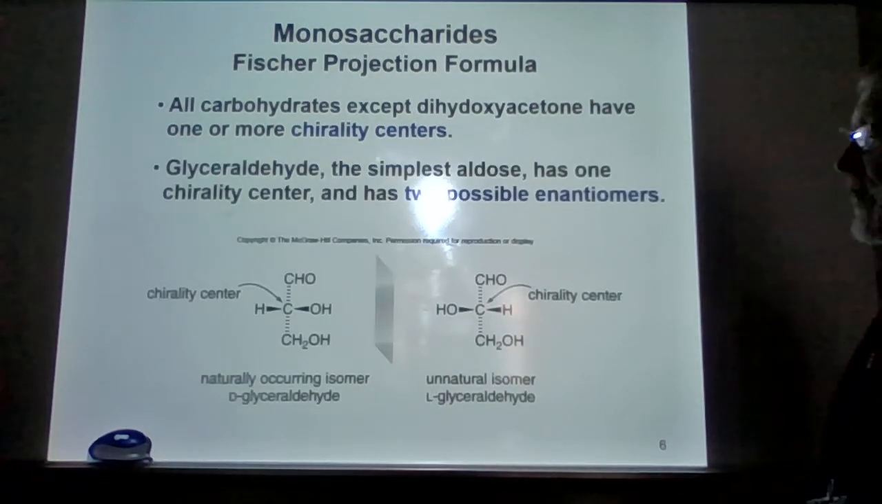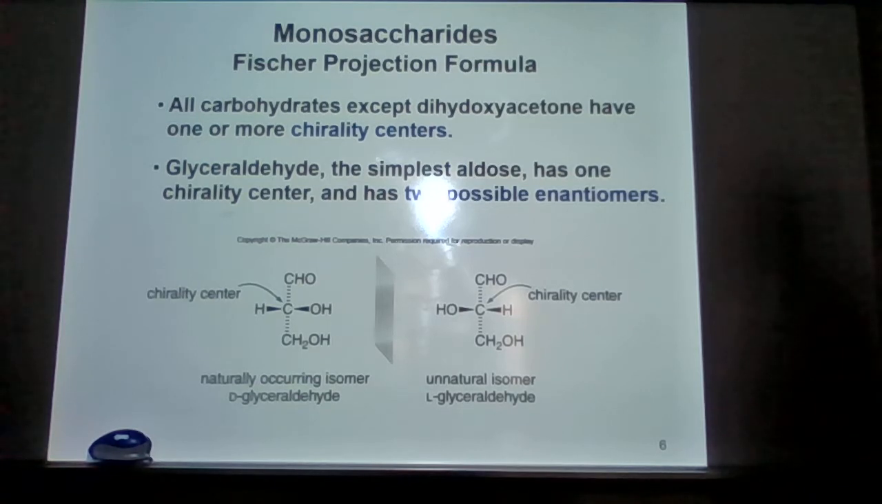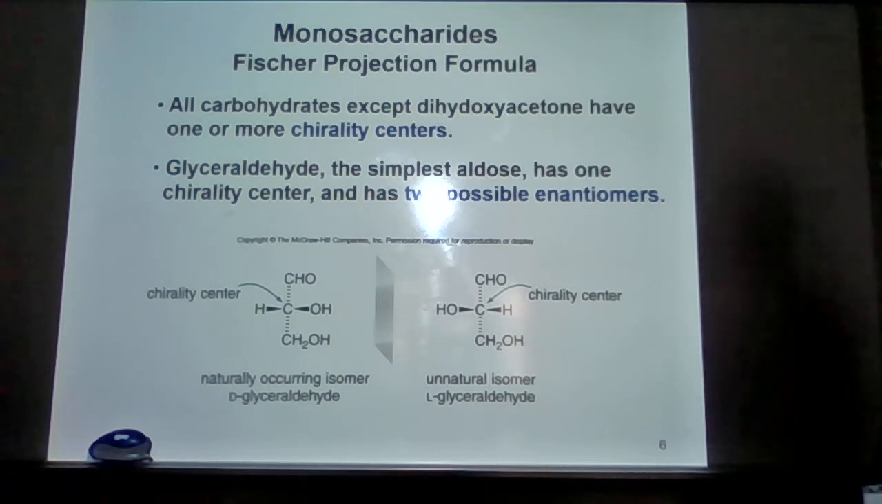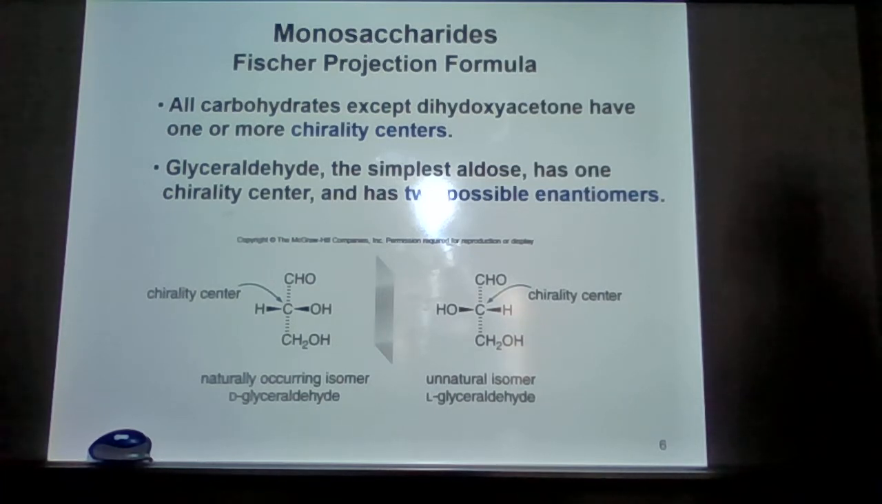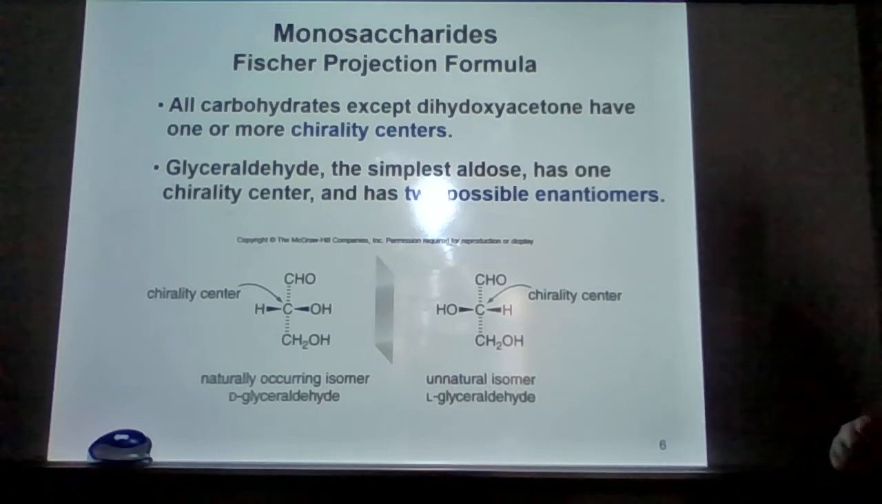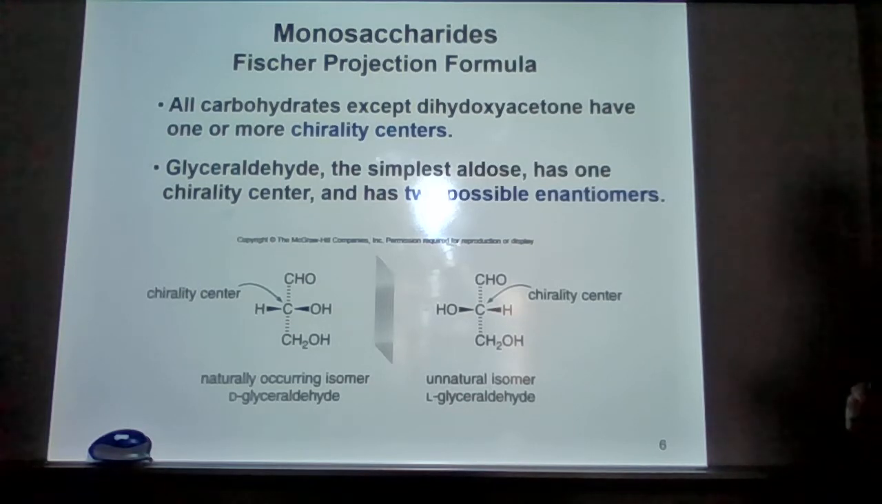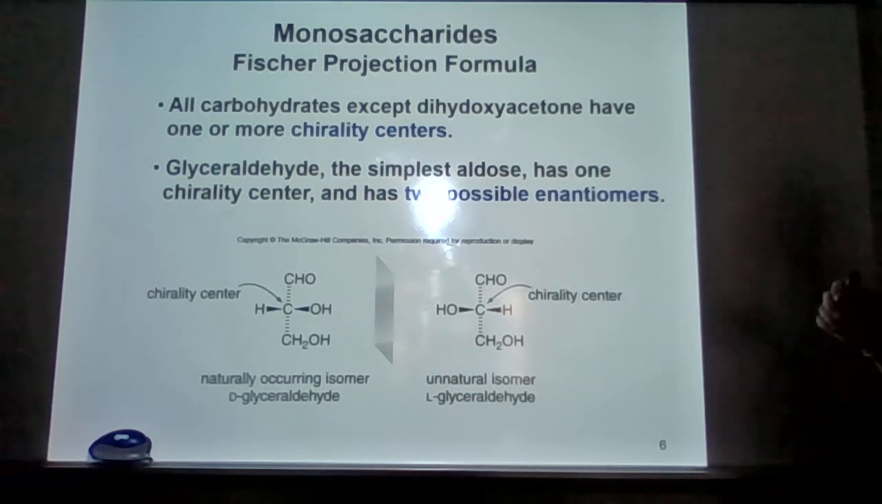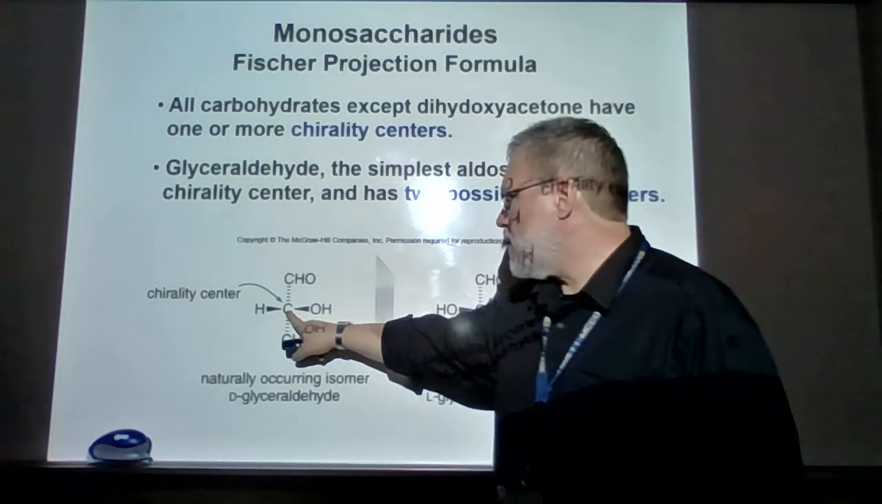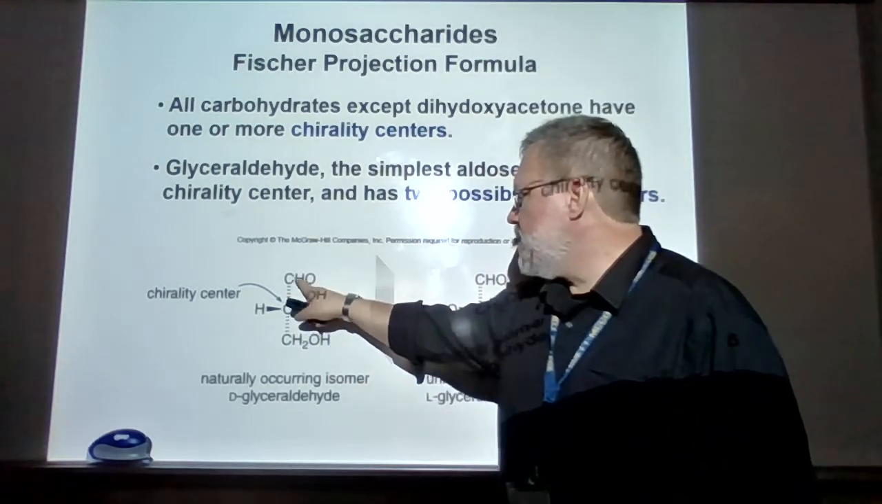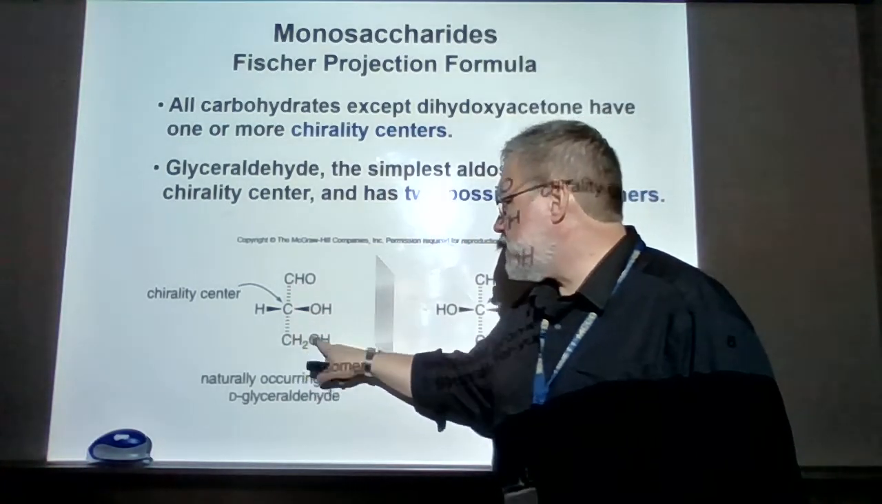If we deal with stereochemistry, again, the positions of the groups about particular carbon atoms can create chiral centers. So all carbohydrates except dihydroxyacetone have 1 or more chirality centers. Glyceraldehyde is the simplest aldose and has 1 center of chirality. Therefore, it has 2 possible enantiomers. Here's this chirality center here. It's attached to 4 different things: hydrogen, the aldehyde, the OH, CH2OH.